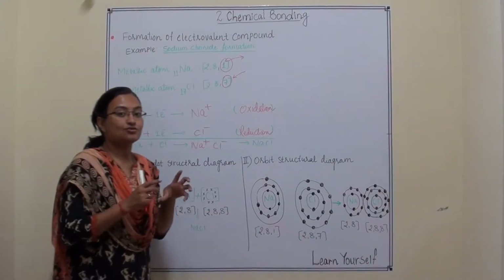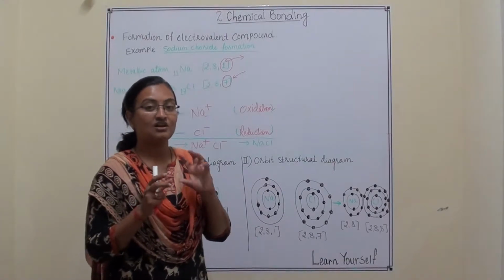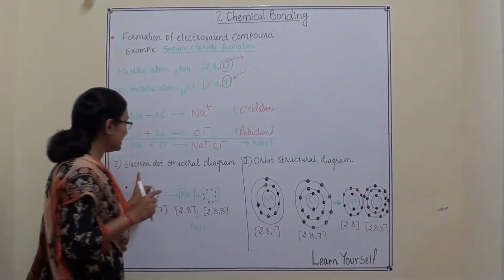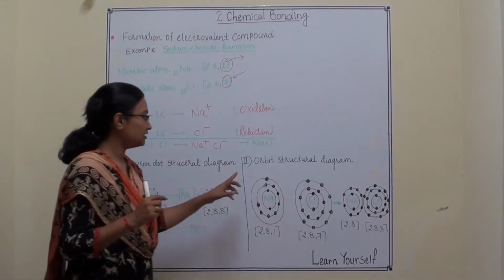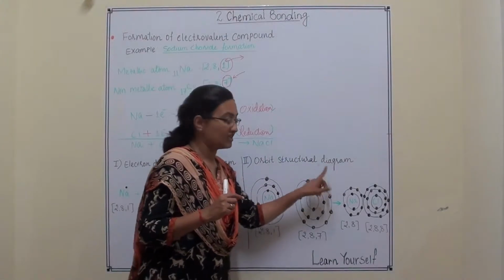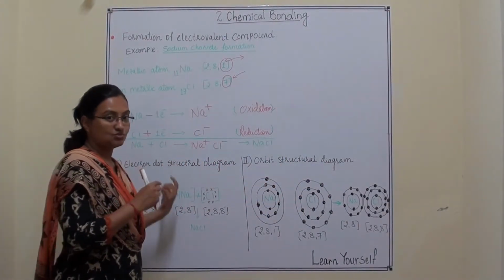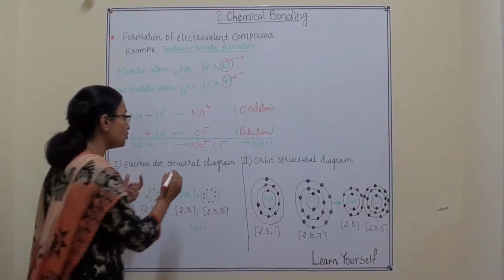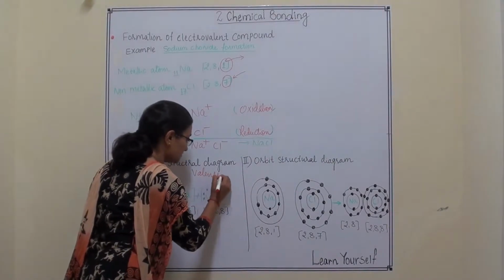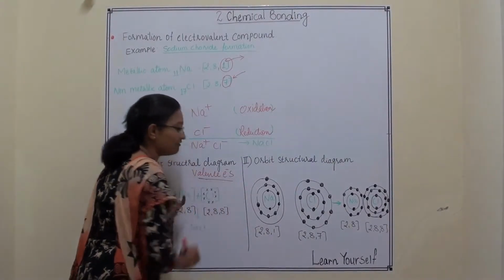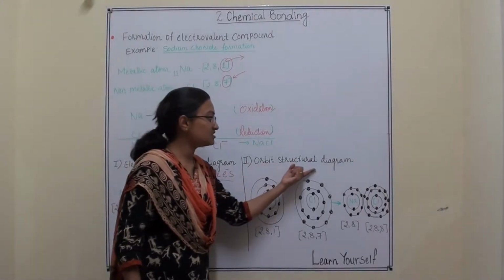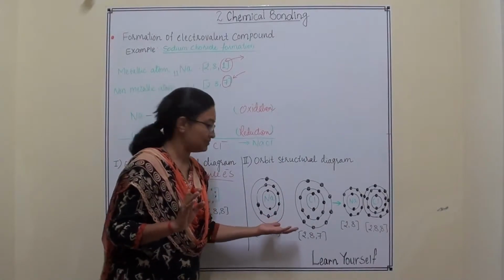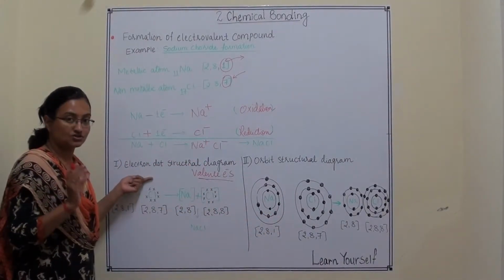Now this electrovalent bond we are demonstrating by two different methods. One is the electron dot structural diagram and the other one is the orbital structural diagram. One basic difference between these two is that when we show a dot structural diagram, we show only valence electrons. Whereas in the orbital structure diagram, we show all the orbitals present in the atoms. First we will see the dot structural diagram.